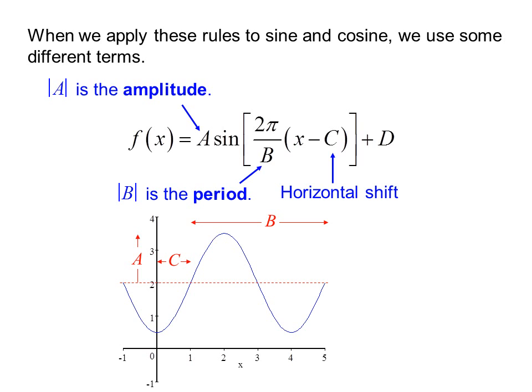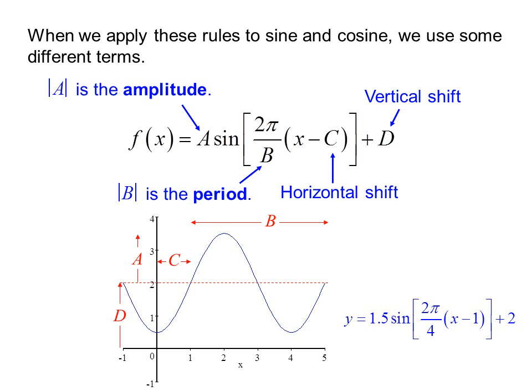The c inside the parentheses causes a horizontal shift, so minus c moves it to the right. And the d at the end causes a vertical shift, so the center line has been moved up a distance d. This particular equation is y equals 1.5 sine of 2 pi over 4 times x minus 1, plus 2.